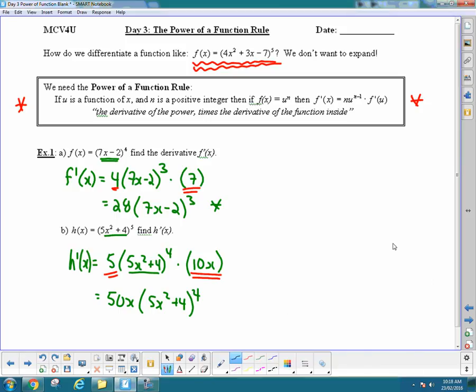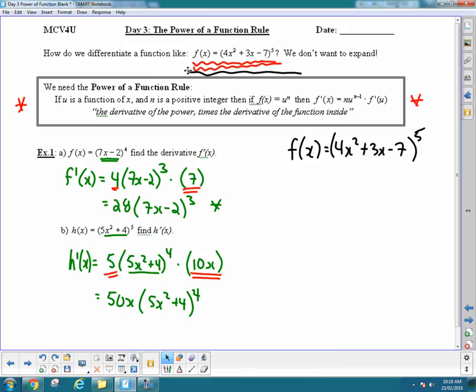So it's not on the sheet, but I'd like you to now try back up to the original question. So let's try this one: 4x squared plus 3x minus 7, all raised to the power of 5. If you could just pause for a second, we'll give everyone a chance to try that on their own, and we'll come back and see the answer.